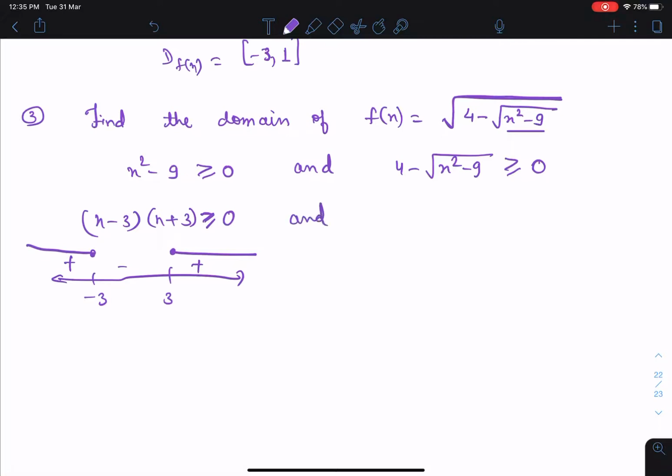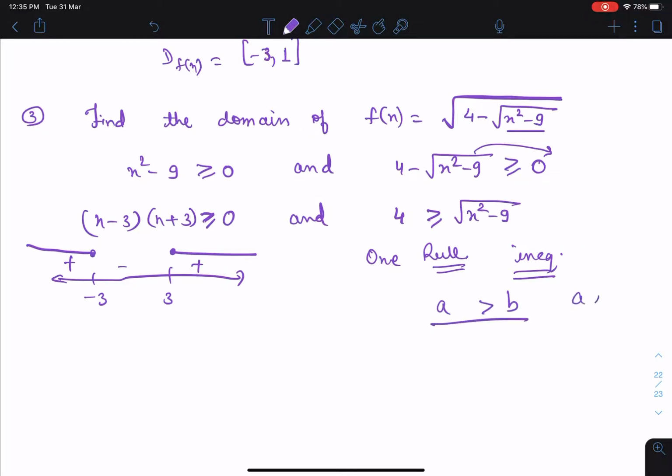And for this, what you can do is 4 should be greater than or equal to under root x square minus 9. I hope this is clear. I just shifted this here. Okay, now you remember one rule. Whenever there is an inequality sign, let's say a is greater than b is given, and if a is positive and b is also positive, then you can square both sides and the inequality sign will not change. That means a square will be greater than b square.